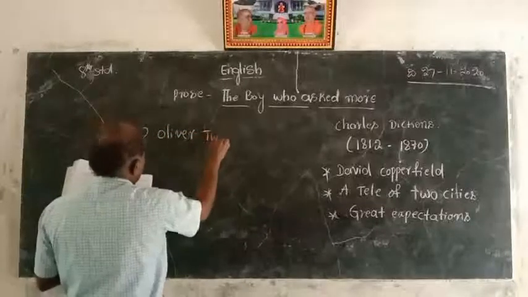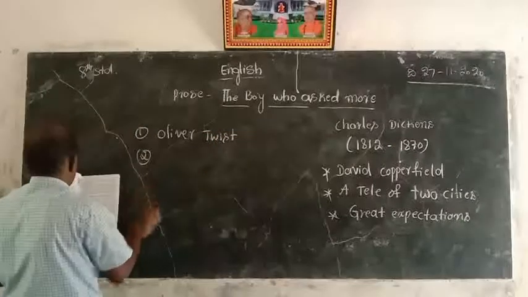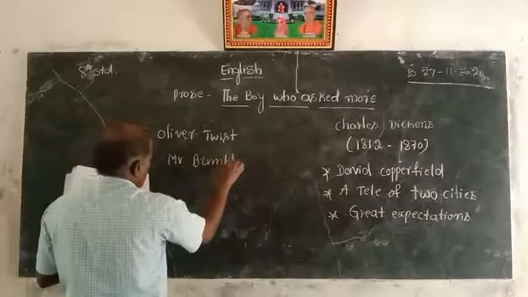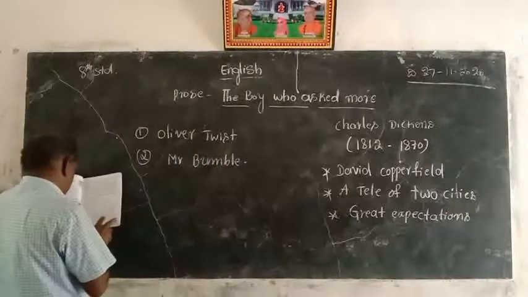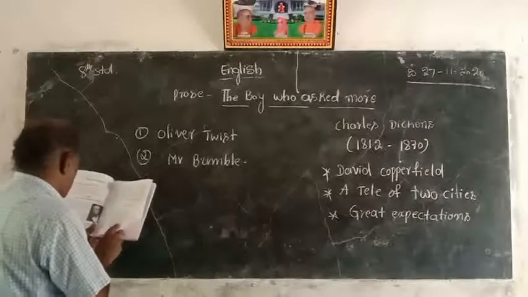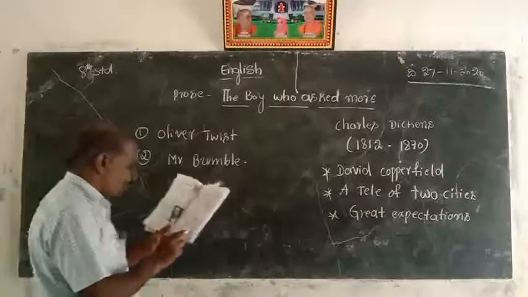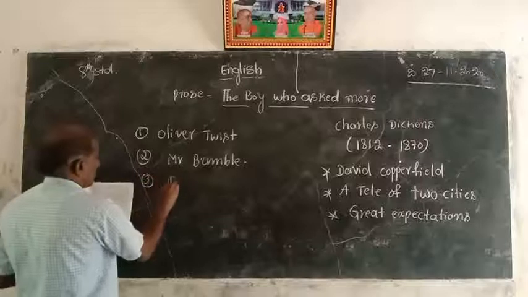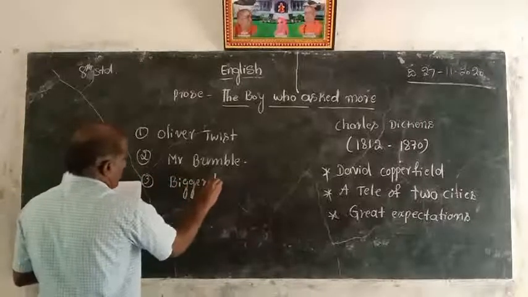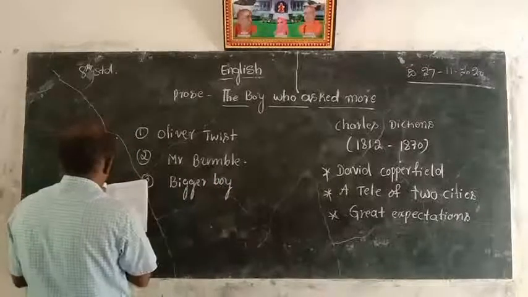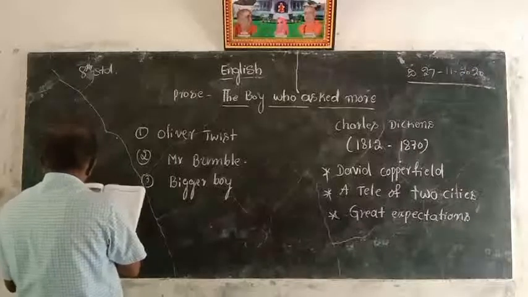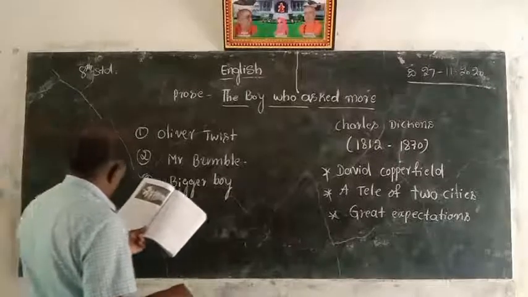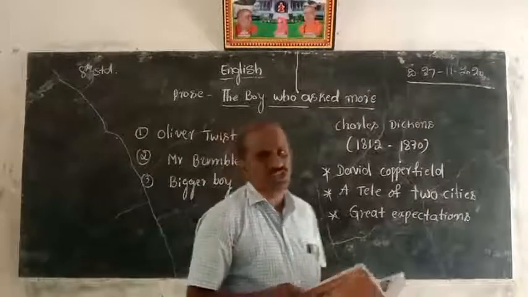Oliver Twist. And the second one is Mr. Bumble. One more main character is the bigger boy. So these are the main characters of this short story.